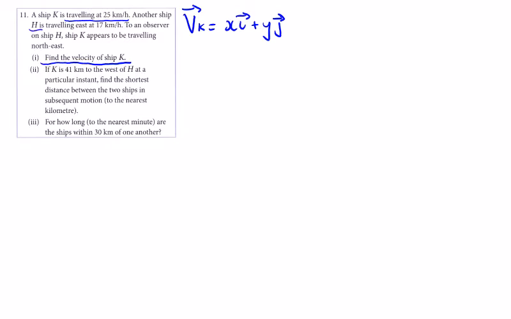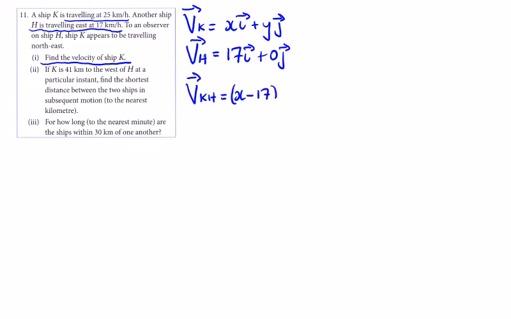We have H traveling east at 17 kilometers an hour. So velocity of H, 17 in the i direction and 0 in the j direction. And to an observer on H, so the velocity of K relative to H is K minus H, so x minus 17 in the i direction plus y minus 0, or just y in the j direction.